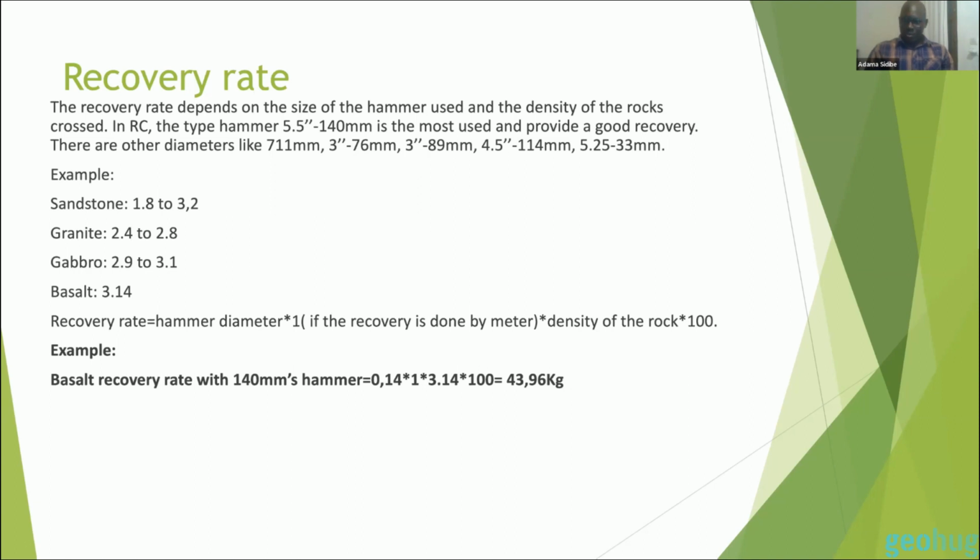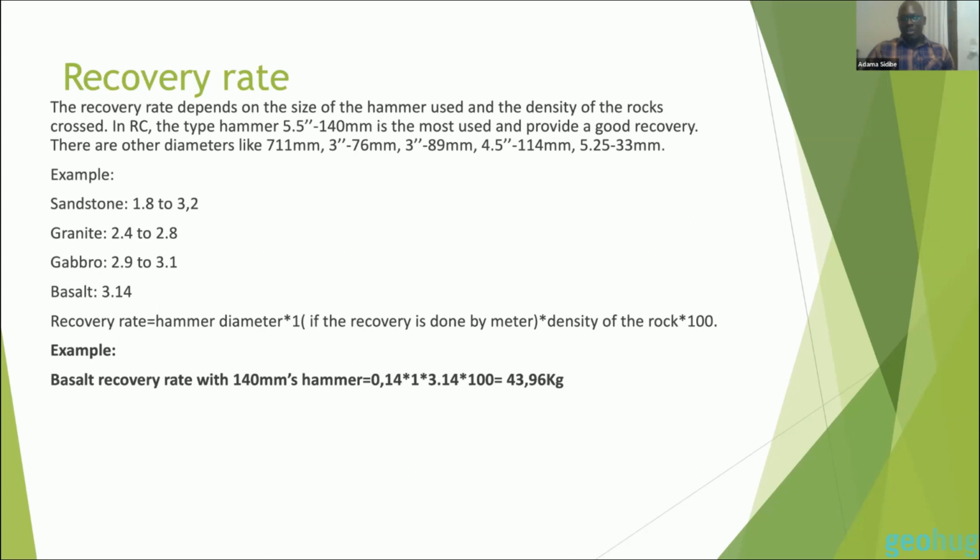We have several types of hammer size. 114 millimeter is the most used and provides a good recovery. There are other diameters: 711 millimeter, 76 millimeter, 89 millimeter.